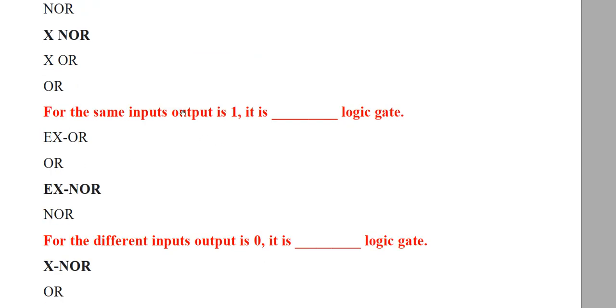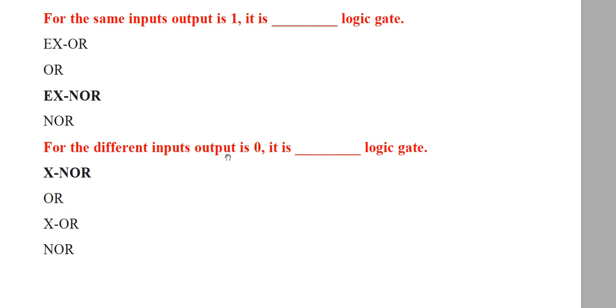For the same input, output is 1. It is which logic gate? Yes, a similar kind of question. Same input means 0 0 and 1 1 case. Consider 2 bits only, for simplicity. For the 0 0 and 1 1 case, the output is 1. Which is the type of gate? XNOR gate. It is an XNOR gate.